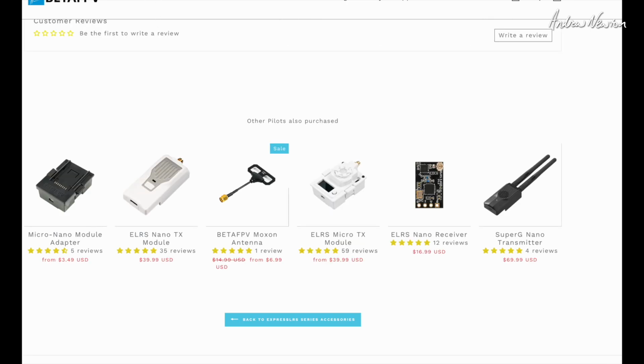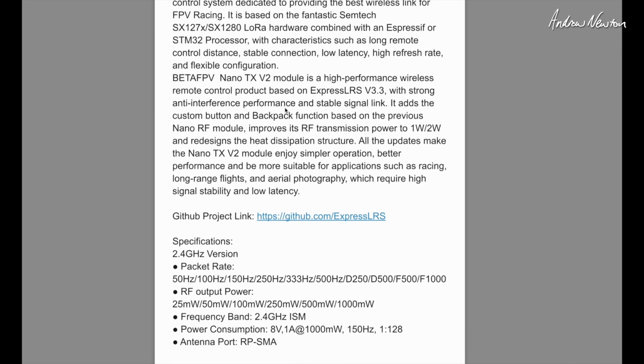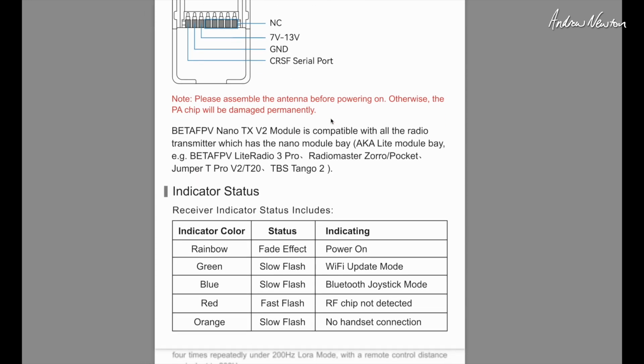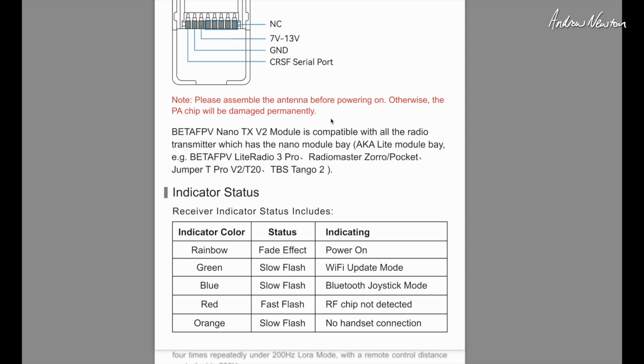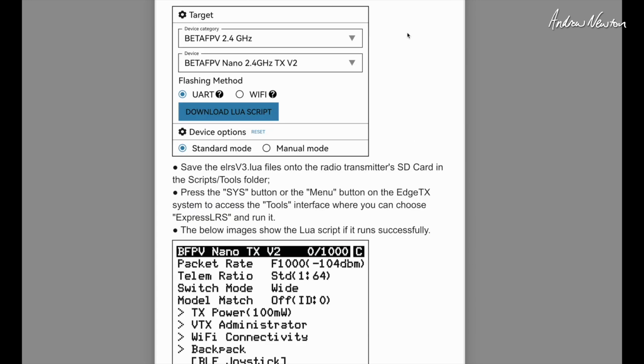All right, let's have a look at the manual now. Nano TX V2 module. The 2.4 version has RP-SMA and the 915/868 version has SMA antenna connector. And these show the different color effects, which, to be honest, confuse me. I've never bothered to learn what is what. But let's have a look. I'm using mine on 100 hertz usually, so I should be a dark purple sort of color when I finally get bound. Here's the target, device category BetaFPV 2.4 gigahertz, and the actual device target is BetaFPV Nano 2.4 gigahertz TX V2. It's always good to know these things when you're updating the firmware.